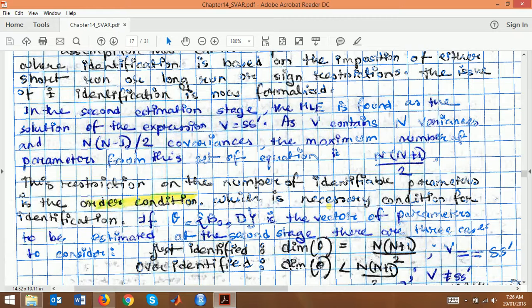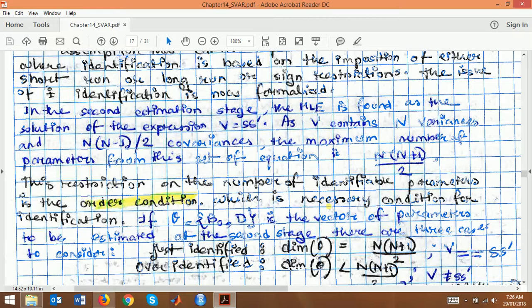What is the order condition here? If you have n variances, the covariances will be n into n minus 1 by 2, but a maximum number of estimable parameters are n into n plus 1 by 2, that is, identifiable parameters, that is the order condition. That is a necessary condition for identification.